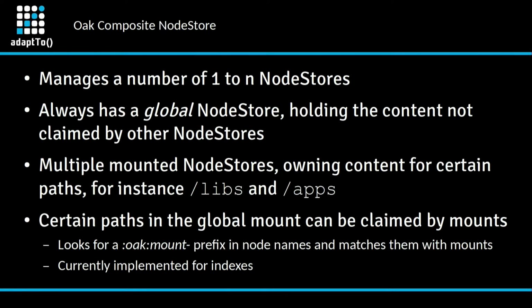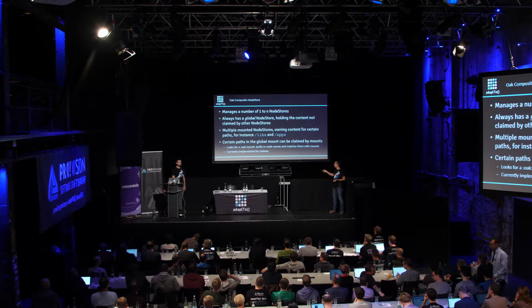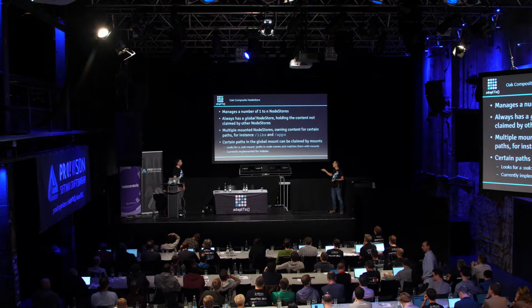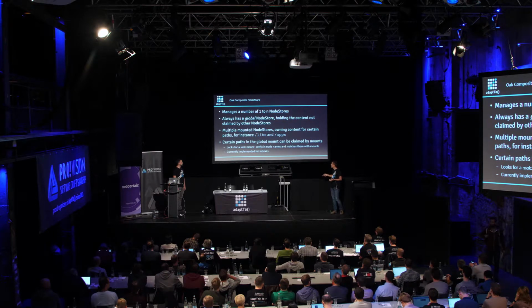And well, when you package something into libs and apps, you also have some sort of auxiliary data. You have access control entries. You can have indexes, which, although they relate to the data in libs and apps, they belong to that data, they're not packaged under libs and apps. So you need to have a way of contributing entries that are outside of libs and apps. So we have, by convention, this :oak:mount. So whenever a node with this name fragment is encountered, we know that it belongs to a different mount.